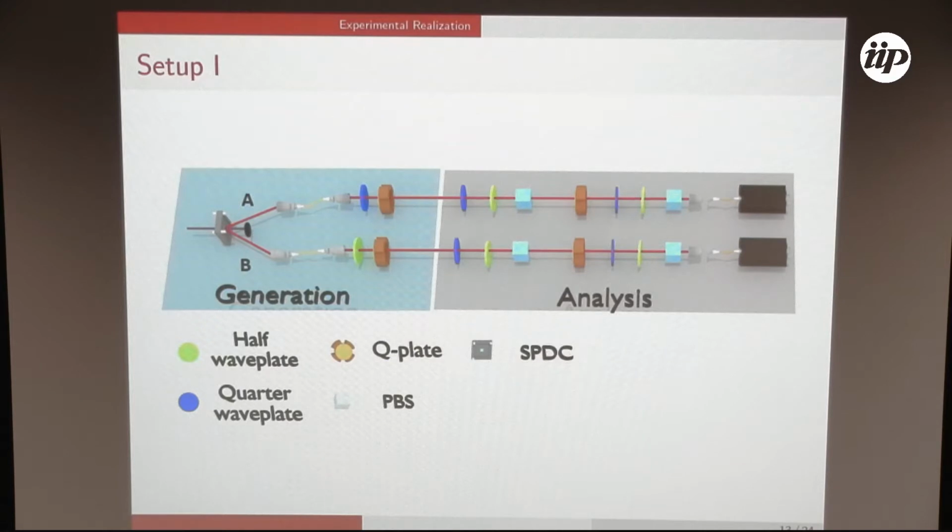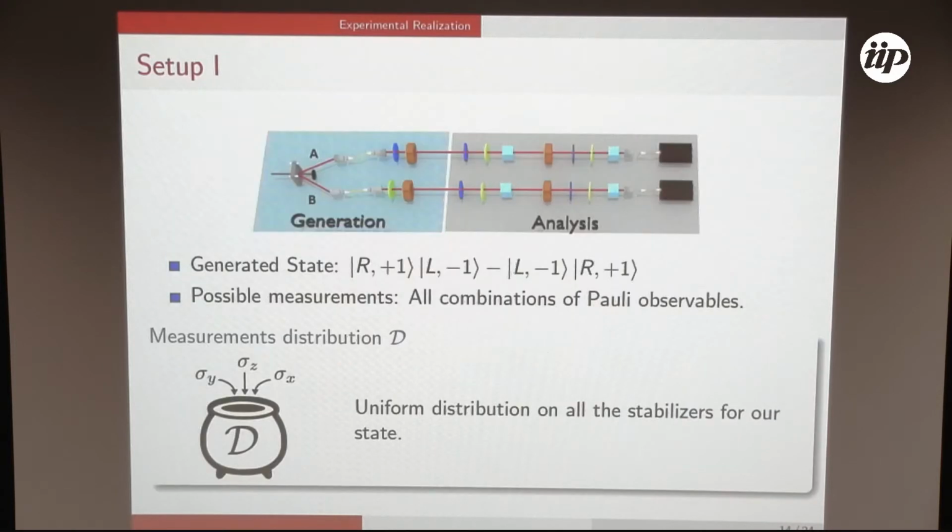So after that, we analyze the states first in polarization with this polarization analyzer, and then again with Q plates to analyze the OAM degrees of freedom. In this way, we can generate this GHZ state where R and L represent the right and left circular polarizations, and +1 and -1 are the eigenvalues of the corresponding OAM eigenstate.